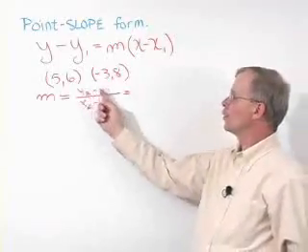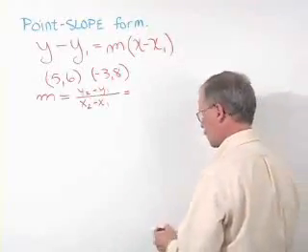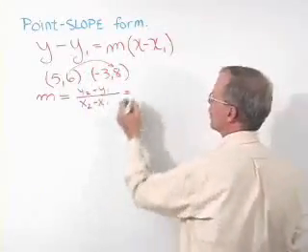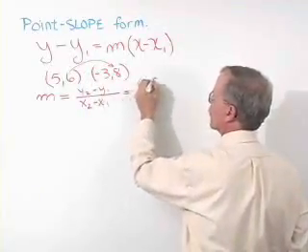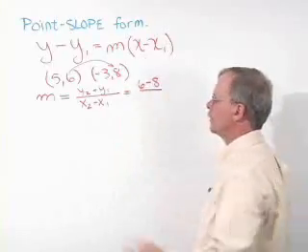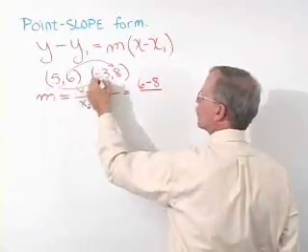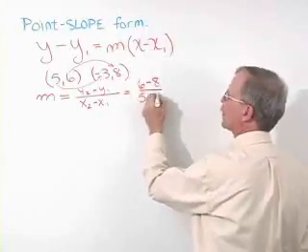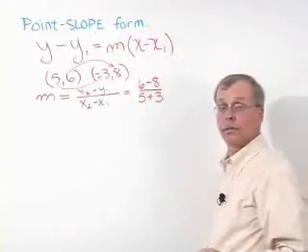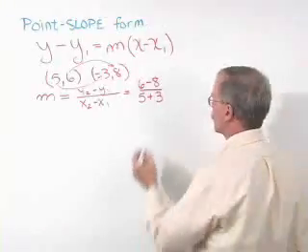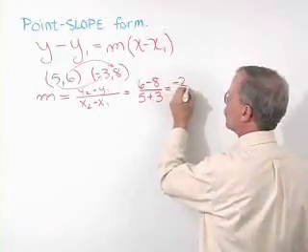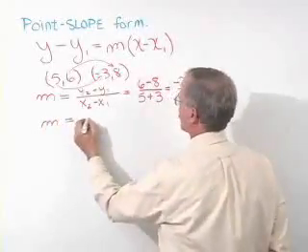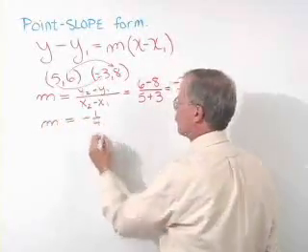If we do y2 minus y1, let's call it in that order, then we'll do 6 minus 8. Then we have to do it in this order, which is 5 minus negative 3, which is plus. So we'll end up with negative 2 over 8. So our slope is negative 1/4.